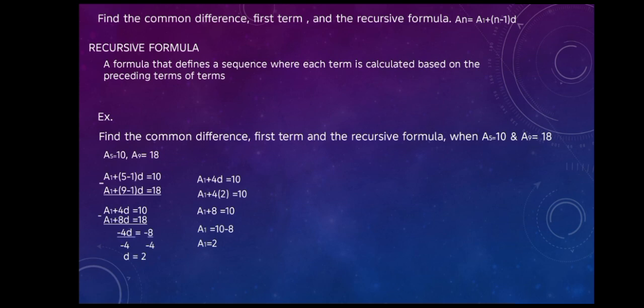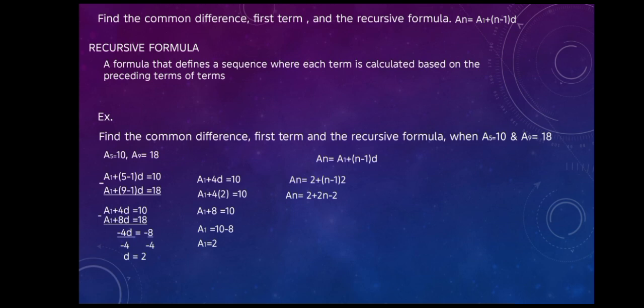Hahanapin na natin yung recursive formula gamit yung original formula niya, which is a sub n equals a sub 1 plus quantity of n minus 1 times d. Substitute lang natin yung a sub 1 at saka yung common difference. So, magiging a sub n equals our first term 2 plus the quantity of n. Since wala tayong n, hayaan lang natin siya. Minus 1 times 2. Since our common difference is 2, simplify. A sub n is equal to 2.